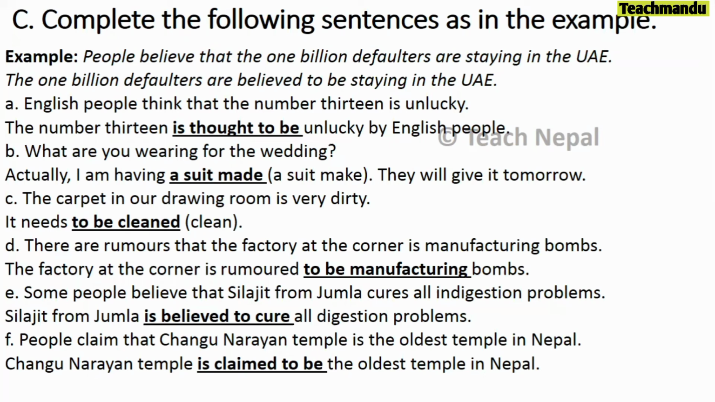The factory at the corner is rumored to be manufacturing bombs. Okay, so next is there. Some people believe that Shilajit from Jumla cures all indigestion problems, right? So Shilajit from Jumla is believed to cure all indigestion problems. Next, you can see number F, that it is about using claimed to or claim to be, right? So Chagundaran temple is claimed to be the oldest temple in Nepal. In such a way you can write.